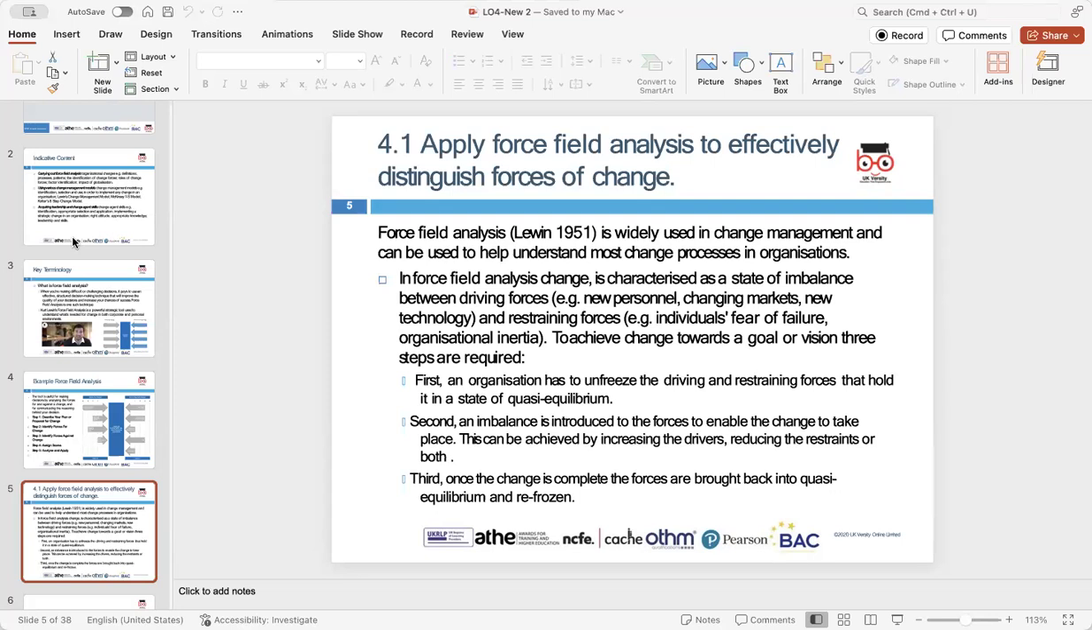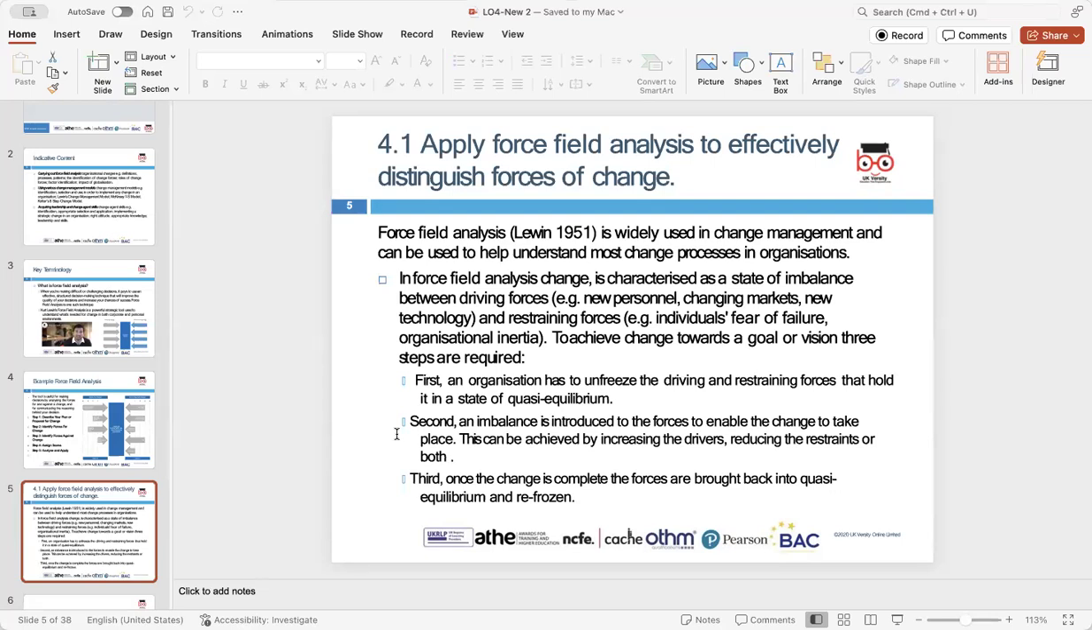So the Lewin model suggests that change can be achieved by addressing these imbalances in a structured manner. First, the organization must unfreeze the current state by reducing the forces that hold it in quasi-equilibrium. This involves loosening the grip of resisting forces that maintain the status quo.